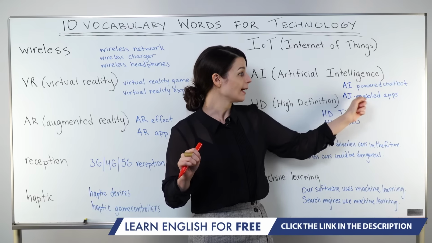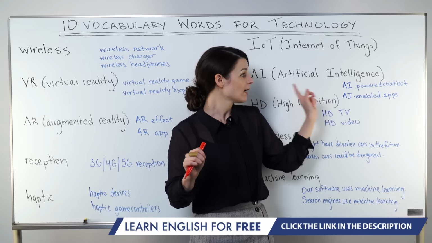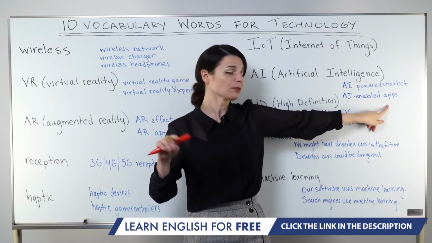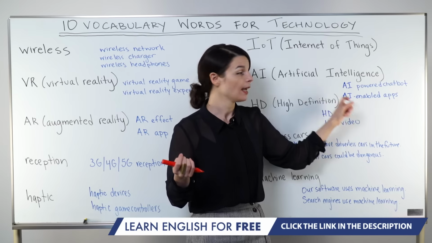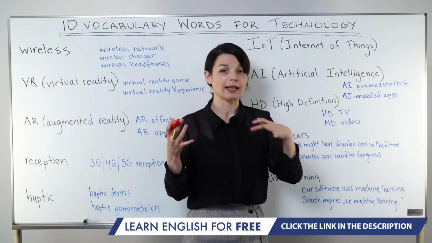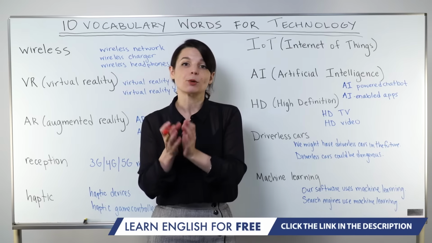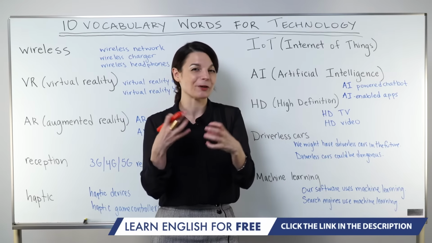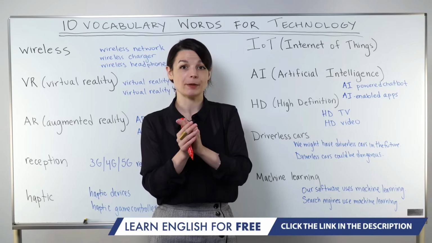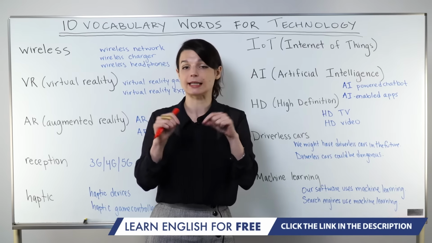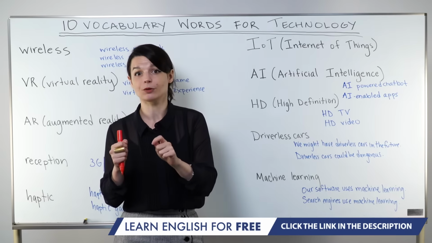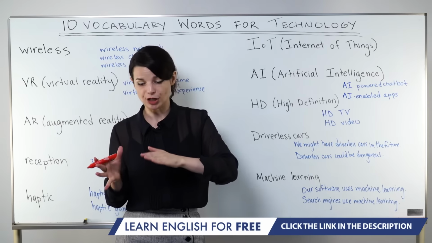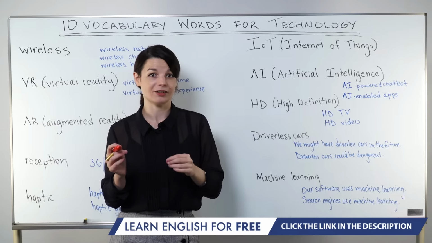In this case, AI-enabled apps, that means inside the app, you can use, so enabled means able to use, artificial intelligence. So again, that means inside the app, you are able to use some kind of robot intelligence or some kind of machine intelligence inside an app. So you'll hear AI-powered or AI-enabled to talk about these machine or robot-based technologies a lot.